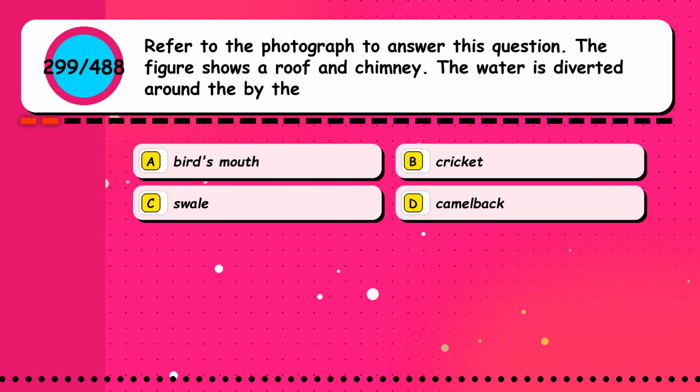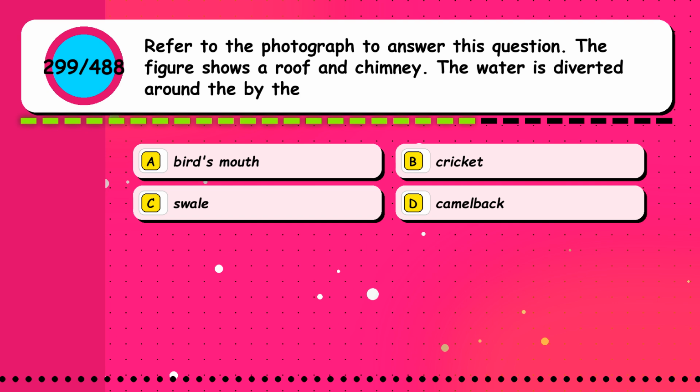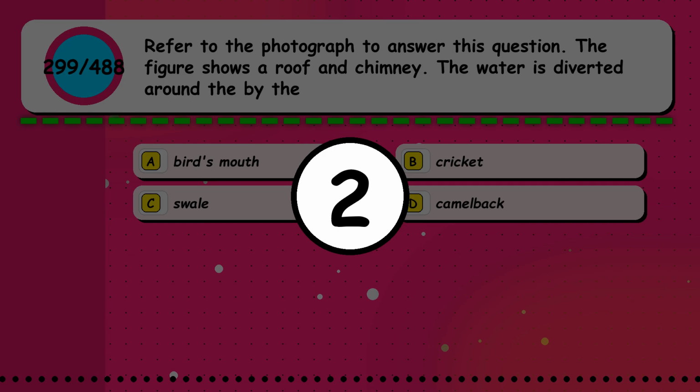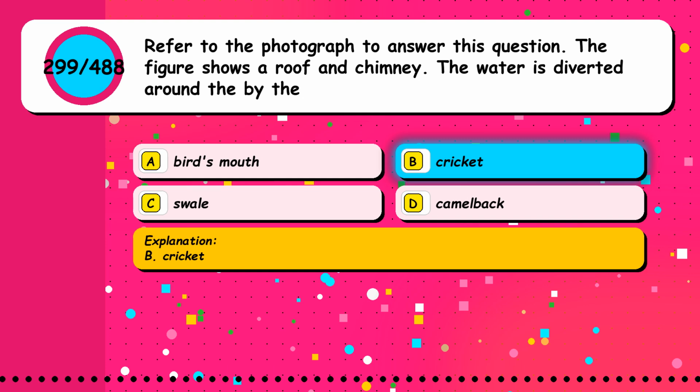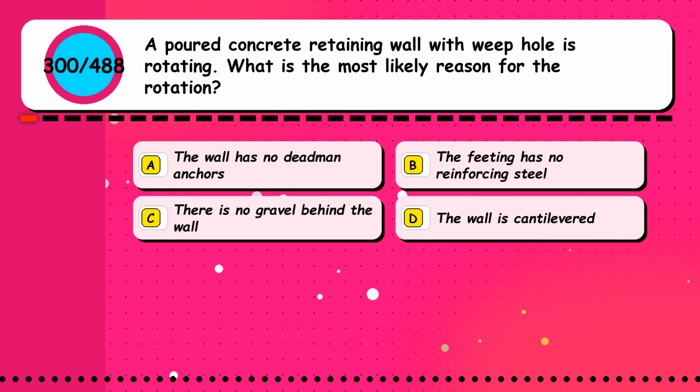Question 299. Refer to the photograph to answer this question. The figure shows a roof and chimney. The water is diverted around by the. Option A, bird's mouth. Option B, cricket. Option C, swale. Option D, camelback. The correct answer is option B, cricket. B, cricket.